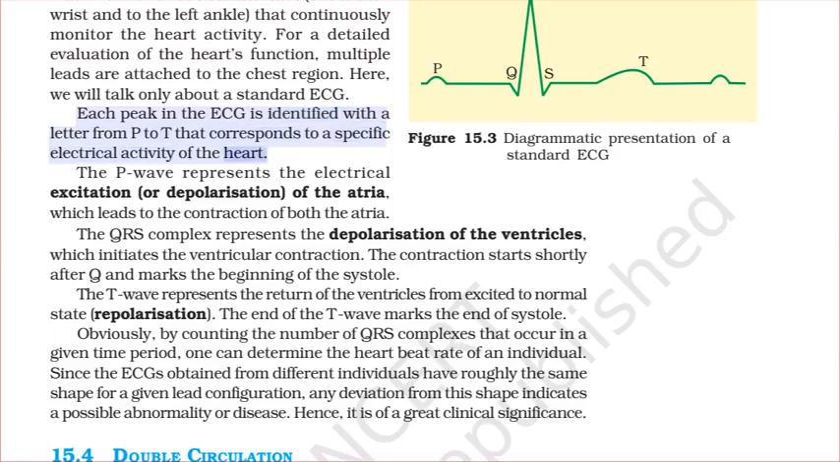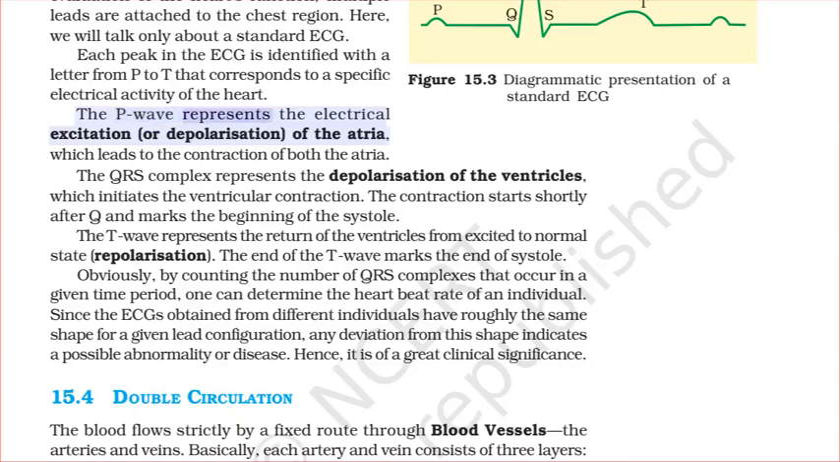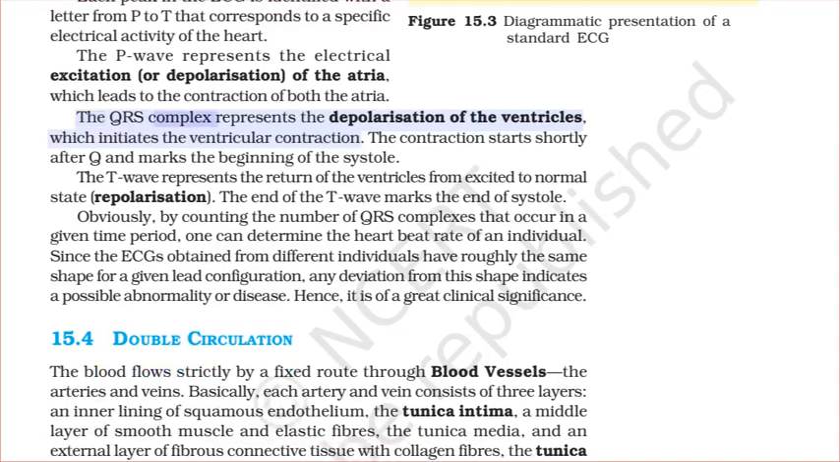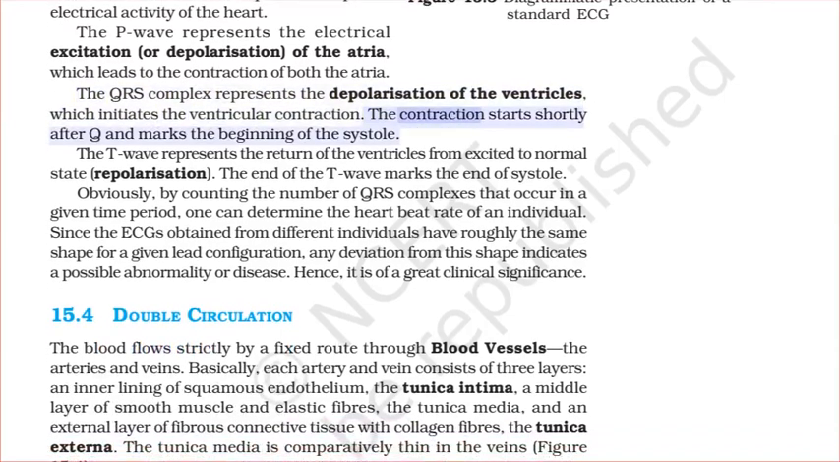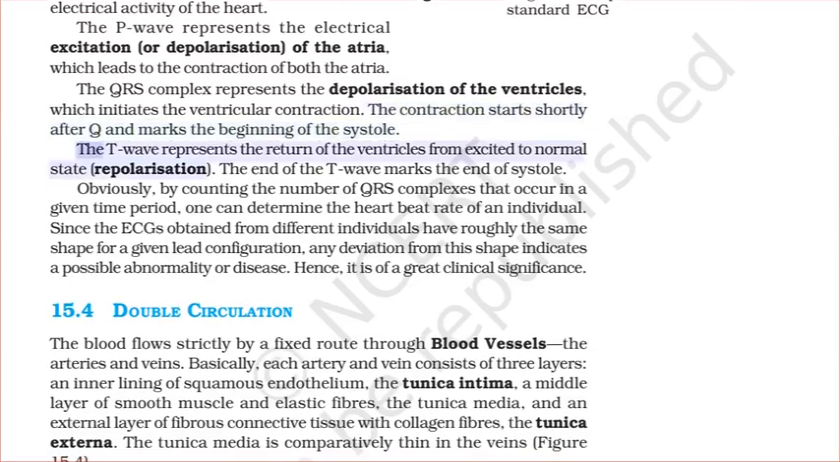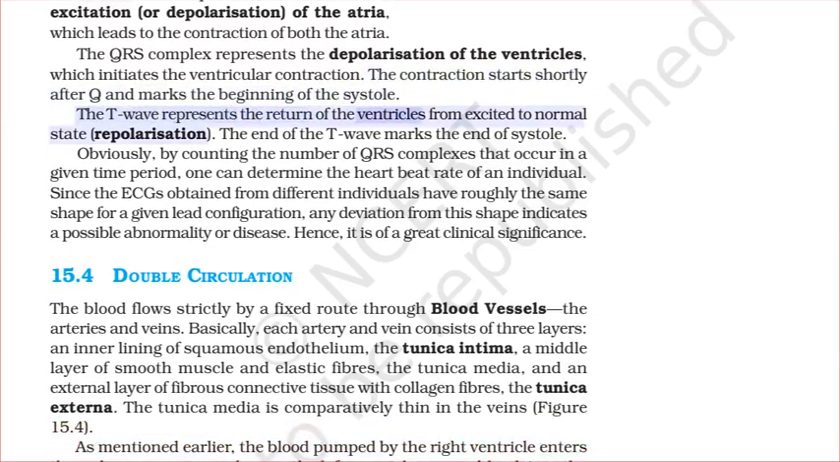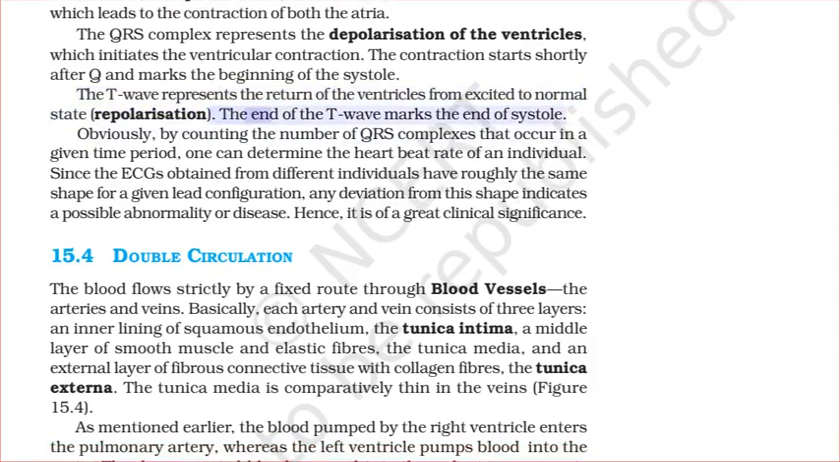The P wave represents the electrical excitation or depolarization of the atria. The QRS complex represents the depolarization of the ventricles, which initiates the ventricular contraction. The contraction starts shortly after Q and marks the beginning of the systole. The T wave represents the return of the ventricles from excited to normal state, repolarization. The end of the T wave marks the end of systole.